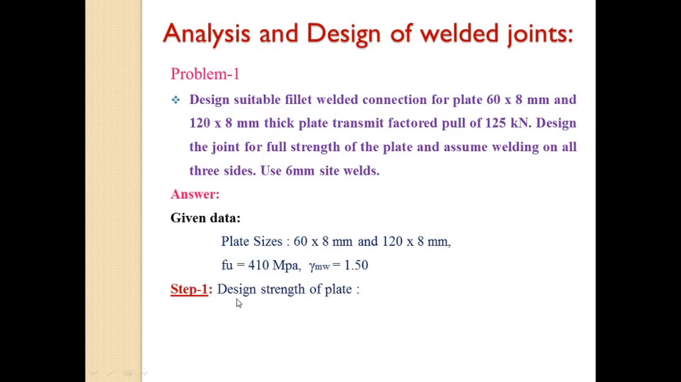So let us see step number 1. First we have to note the design strength of plate, which is already given here, that is the total factored pull of 125 kilonewton. That is PDW is equal to 125 kilonewton. Then the size of weld is also given, that is 6 mm. Then step number 3, we have to calculate the design stress for site weld. Okay, this was wrong, it is design stress for site weld.